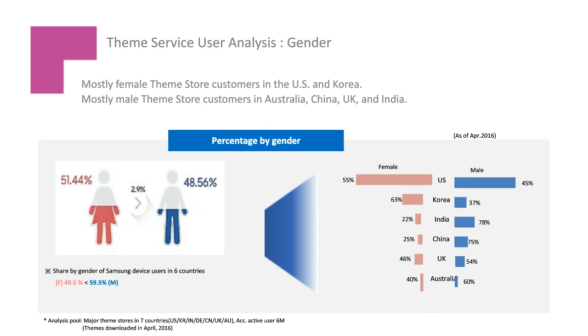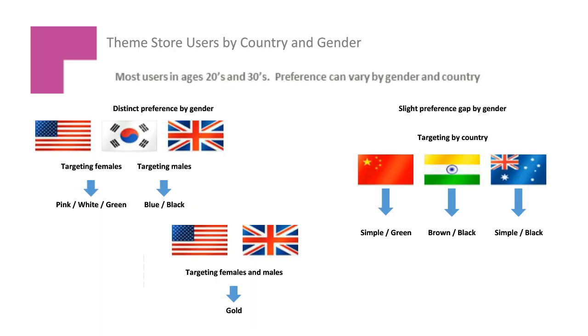Based on gender, I would say that in the US and Korea there are mostly female theme content users, whereas in Australia, China, UK, and India there is a majority of male users, and the exact breakdown is there in the slides. Now, based on the country and gender both.